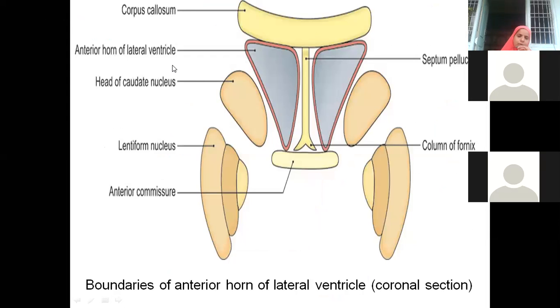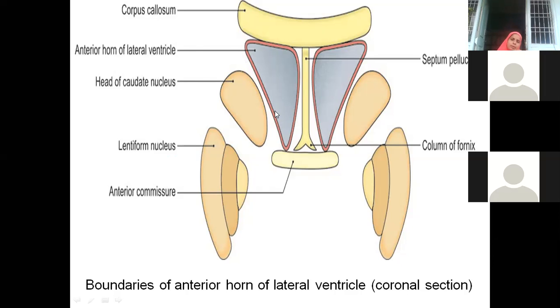Now, before I tell you the relations of the anterior horn, let us see with the help of this diagram. This is the anterior horn. This is also an anterior horn. This is in the right cerebral hemisphere, and this is in the left. Two different cerebral hemispheres.